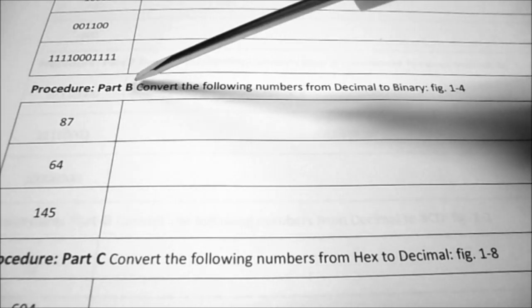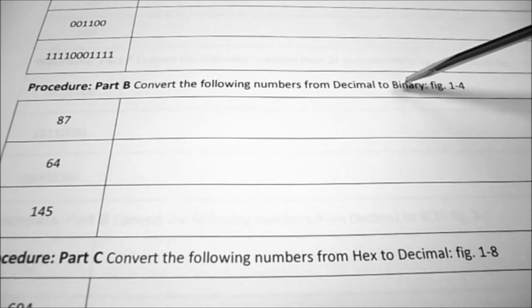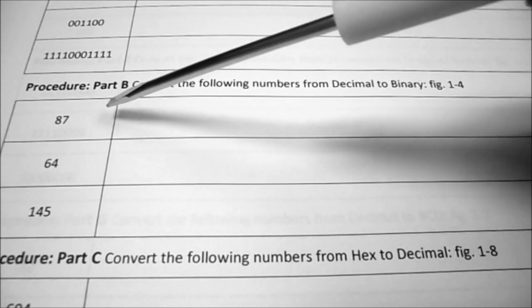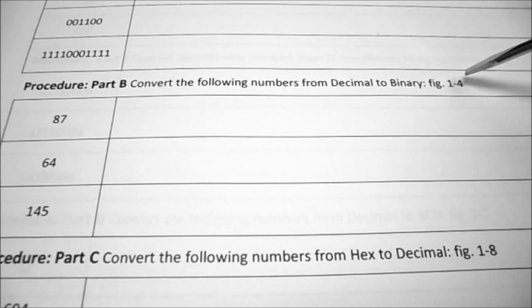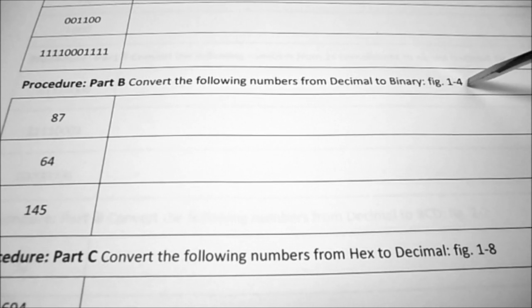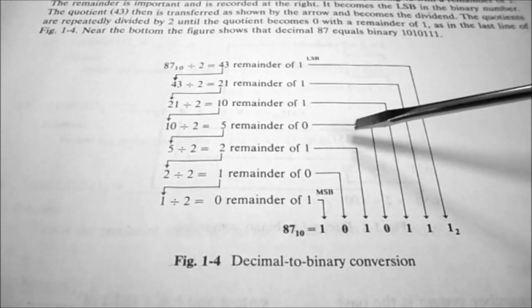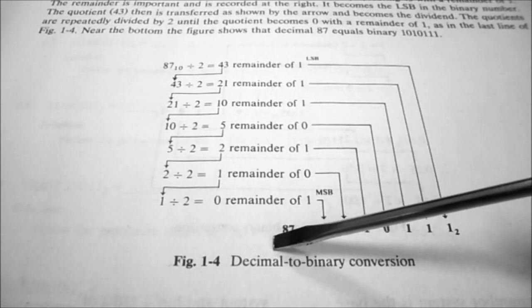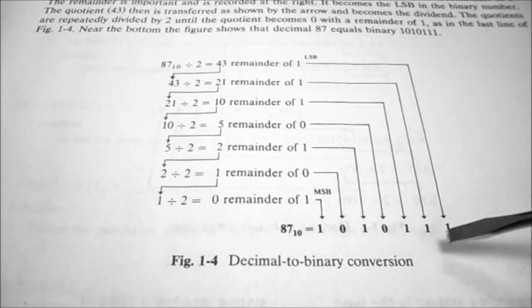So under procedure part B, we're going to convert the following numbers from decimal to binary. So you can see those are decimal numbers. And figure 1-4 will tell us how to perform that operation. So in your textbook, figure 1-4 shows you an example of decimal to binary conversion.